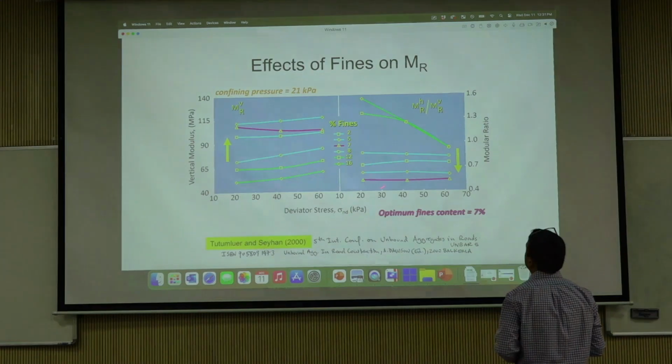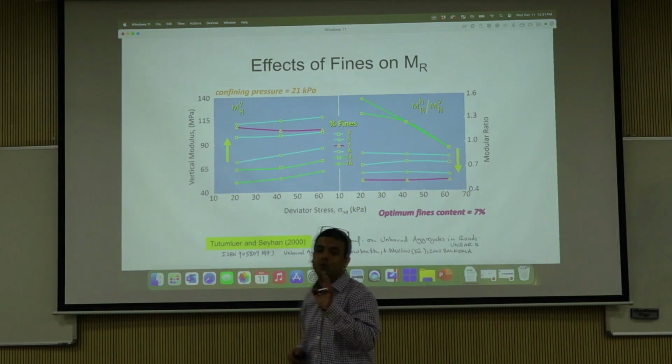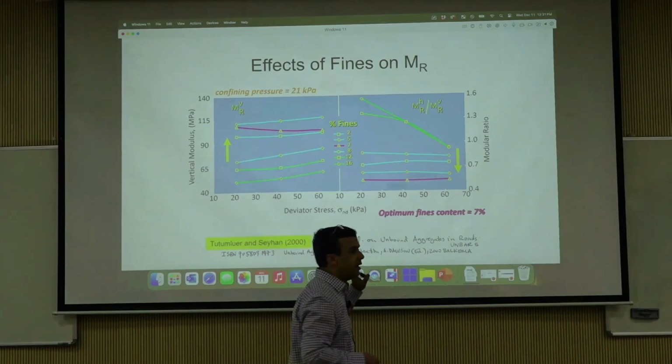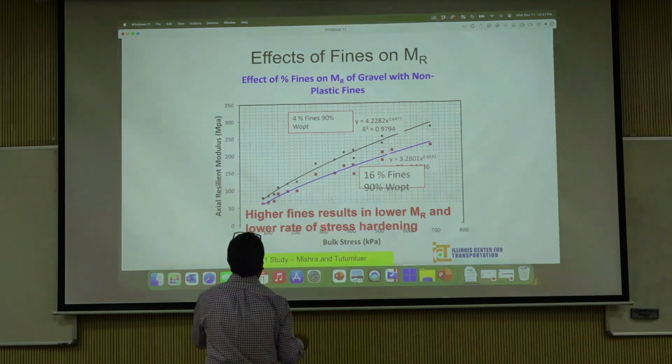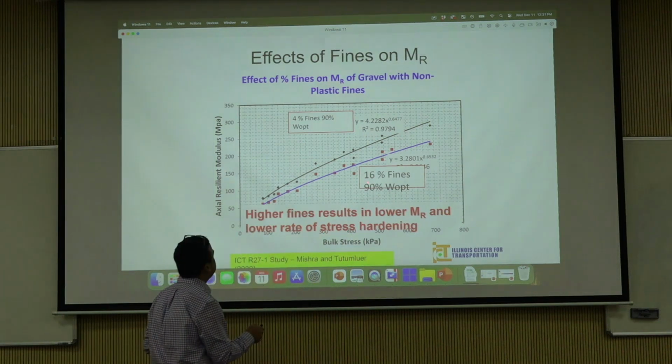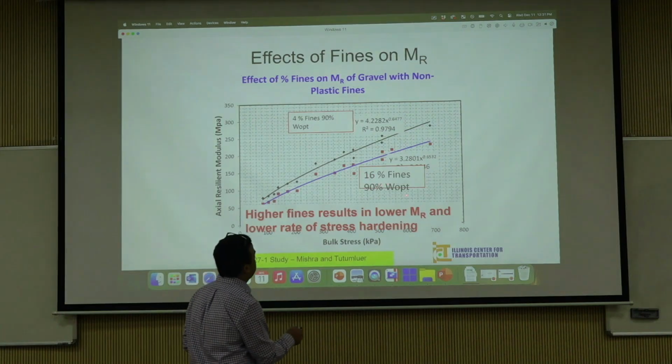This is something related to modular ratio. I'm going to skip this for today. We're going to talk about anisotropy later. I don't want this to get lost in anisotropy. This is another thing: higher fines. This is 4% fines at 90% of optimum, and 16% fines at 90% of optimum.